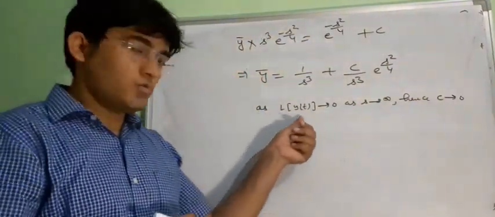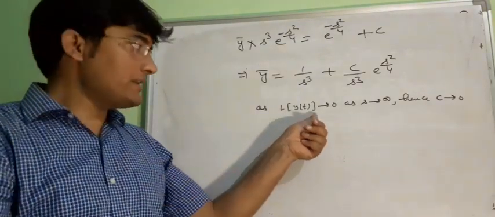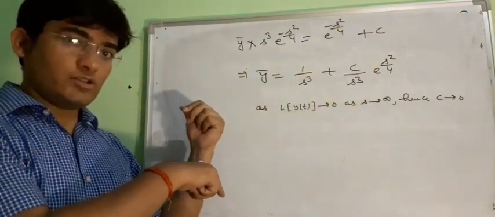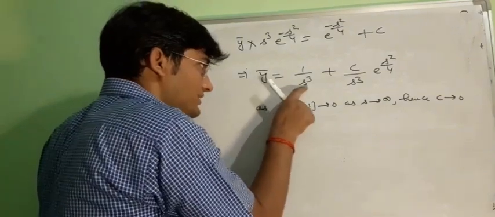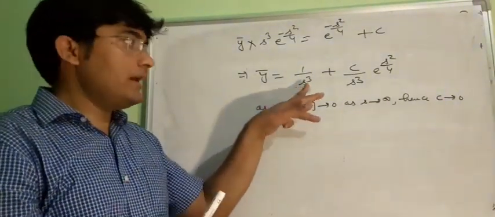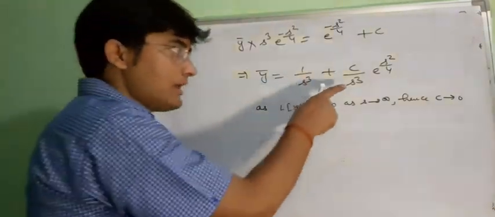We know that Laplace of y(t) equal to integral 0 to infinity e to the power minus st f(t) dt. Now as s tends to infinity, the Laplace of y(t) has to be 0. Now Laplace of y(t) means y bar. So as s tends to infinity, this has to be 0. Now for the first one there is no problem. As s tends to infinity, this will be 1 upon infinity, that is 0. But here we will have a problem.